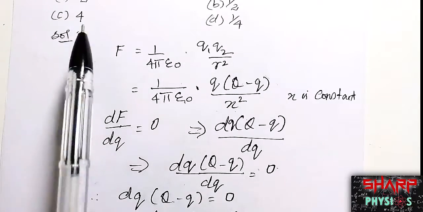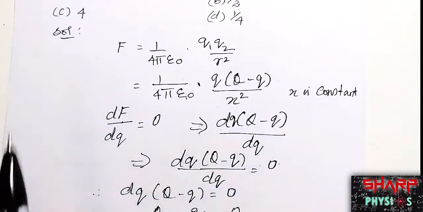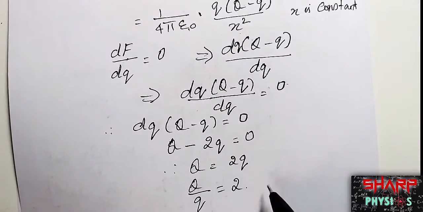So there are 4 options: 2, 1 by 2, 4, 1 by 4. So the option is 2. We got the answer 2. So the answer is A.